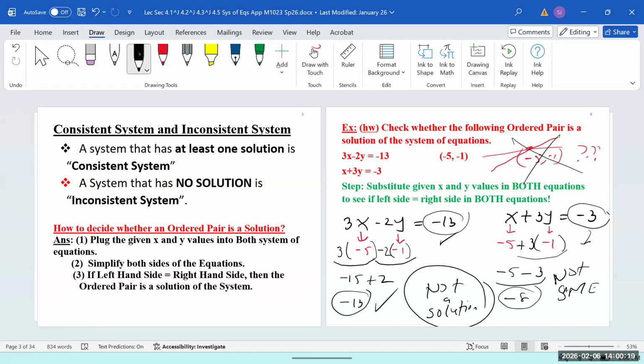Wait, so would that be perpendicular or parallel? Perpendicular, they do intersect. So they have a solution. Parallel lines, they don't have a solution because they never intersect.